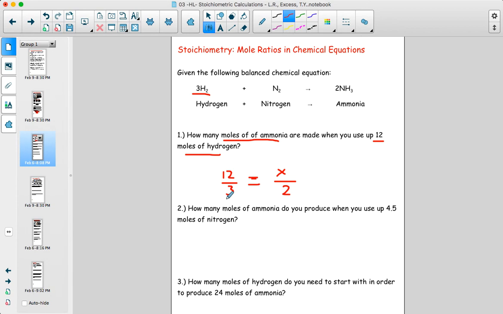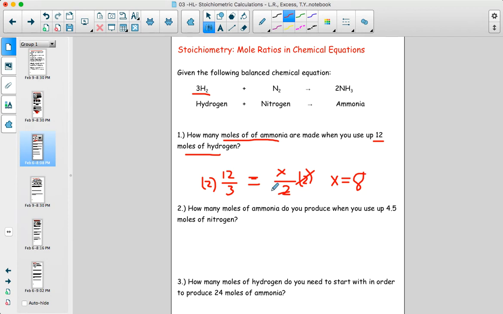So the ratio is 3 to 2. Now you might be able to figure that out, that it's going to then be 12 to 8, but you don't have to if you're not seeing that ratio. You can, again, just solve for x. Multiply both sides by 2. And you'll end up doing 2/3 of 12 is whatever x is, and so x must equal 8. So if you start with 12 moles of hydrogen, that's enough to make 8 moles of ammonia.